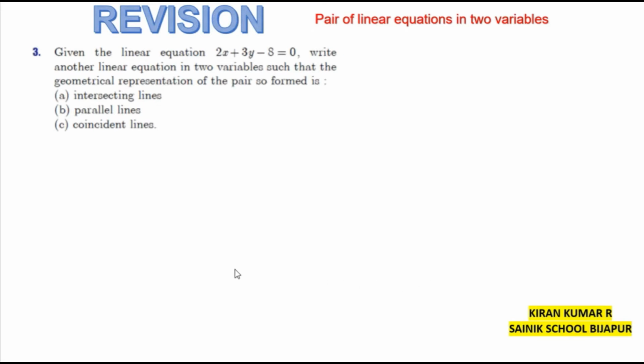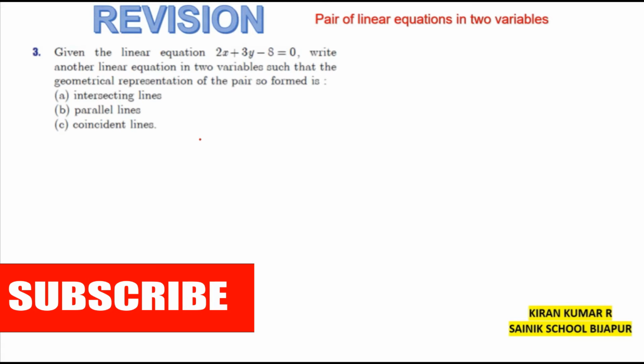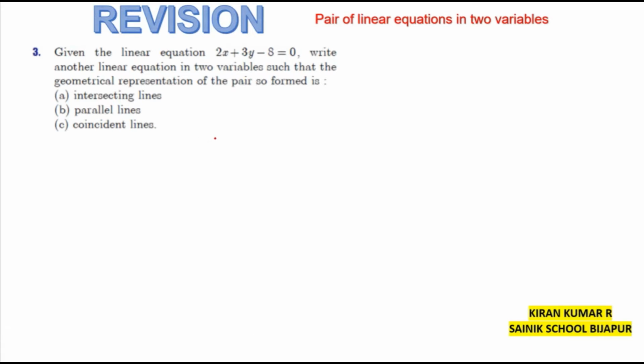Let's continue with the third question. Question 3. Given the linear equation 2x plus 3y minus 8 equal to 0, write another linear equation in two variables such that the geometrical representation of the pair so formed is, first, intersecting lines, second, parallel lines, and third, coincident lines.